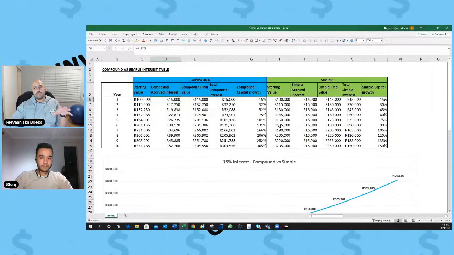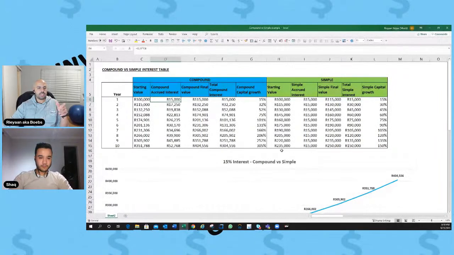If the investment says it's a simple interest investment, meaning that the 15% interest that you earn every single year will only be calculated on your initial capital investment. So if you look at column H, the 100,000 Rand, which was your initial capital investment, the 15% will be calculated on the 100,000 Rand, and it will only be 15,000 Rand that you earn every single year. So after 10 years, you'll end up with 250,000 Rand after 10 years.